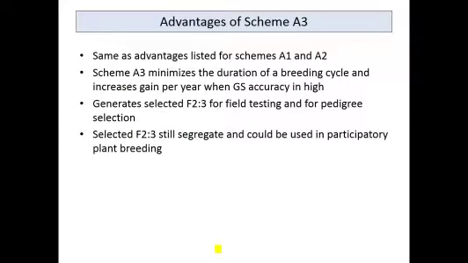Some advantages of Scheme A3. Well, the same advantages we listed for Schemes A1 and A2. But Scheme A3 also minimizes the duration of a breeding cycle. It increases your gain per year when GS accuracy is high. It also generates F2-derived families for field testing, and you can do some pedigree selection in them as well. And these F2:3 families are still segregating and can be used in participatory plant breeding. And of course, other variations of rapid cycling can be added into that component of Scheme A3.